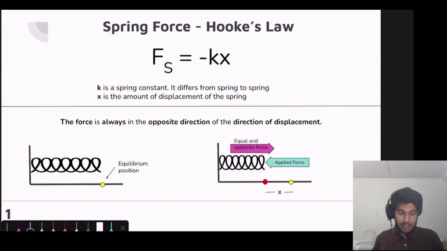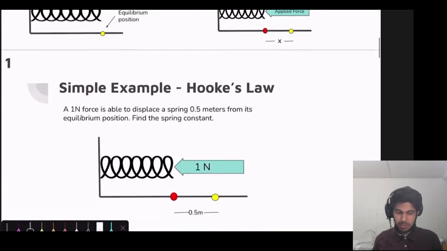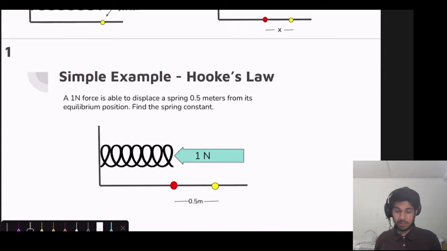But right now, the end point of the spring is at this red dot. So x is defined to be this displacement from the red dot to the yellow dot. So that is what our x value is. And let's just take a look at a simple example here using Hooke's law.